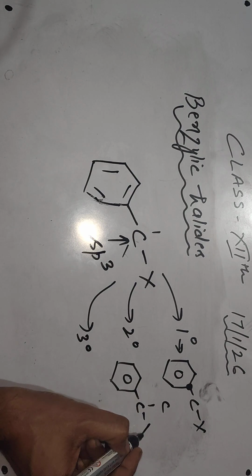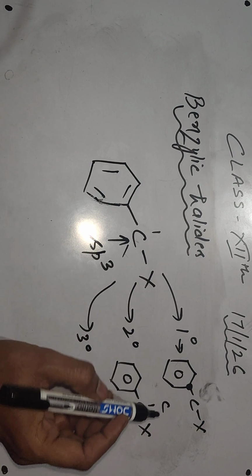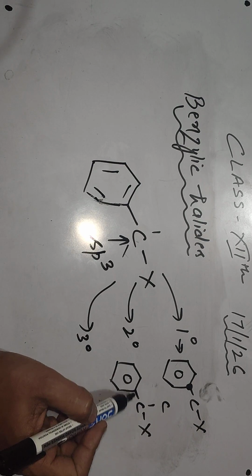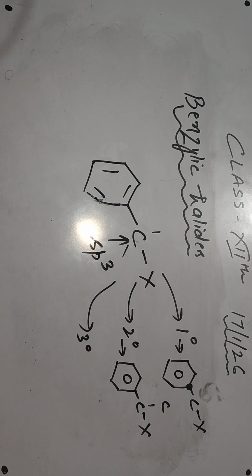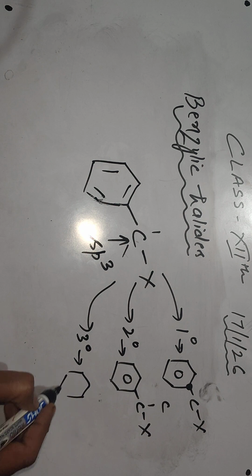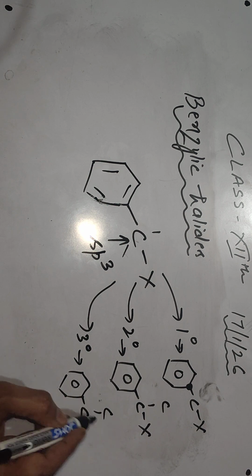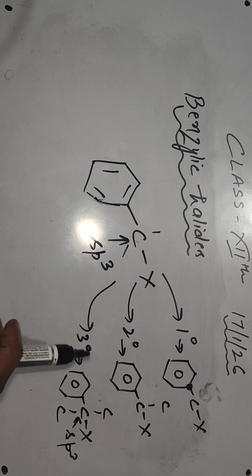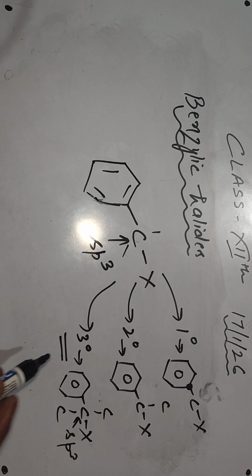Let's make it 2 degree now. X is connected to an sp3 hybridized carbon, which is further connected to 2 carbons. So this is the 2 degree benzylic halide condition. And what will be 3 degree? This one. X is connected to the carbon which is further connected to 3 carbons. You can check the hybridization of this carbon is sp3, connected to a benzene ring with 2 more carbons with it. So the degree of this benzylic halide is 3 degree.